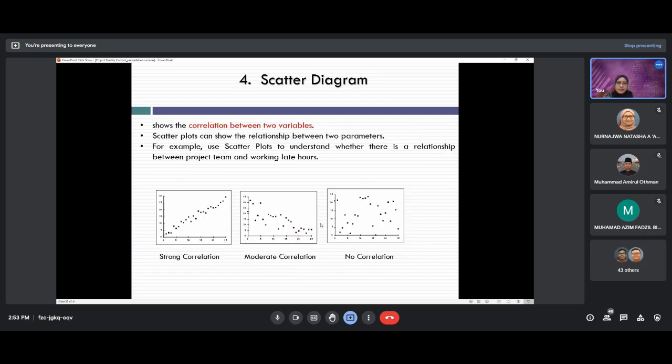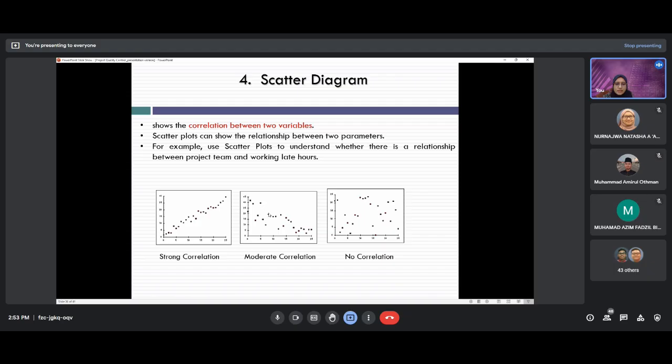And then the fourth one is the scatter diagram. Scatter diagram, as you can see, your data are scattered. It tells you the correlation between two variables, right? So a scatter plot can show the relationship between two parameters. For example, if you want to understand the relationship between project team and working late hours, you can see what the correlation is. If your data is in this manner, therefore it is a strong correlation.